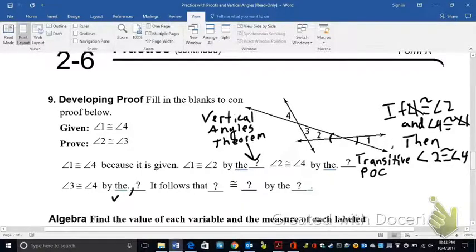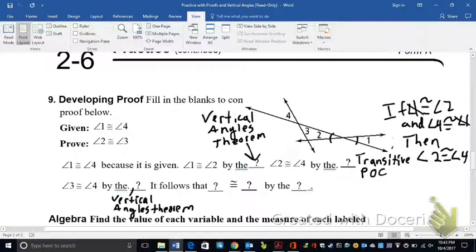So, now let's look at 3 and 4. Again, 3 and 4, it's just a repeat of what we did with 1 and 2. They are vertical angles, so we're going to say that it is right by the vertical angle theorem. So now we're going to look at, it follows that blank is congruent to blank.